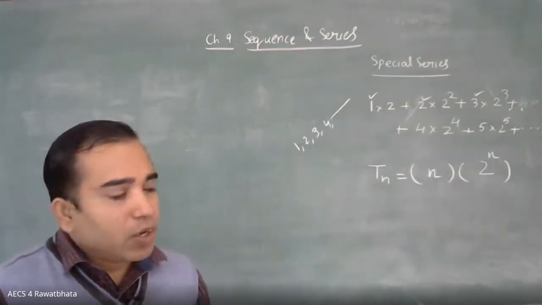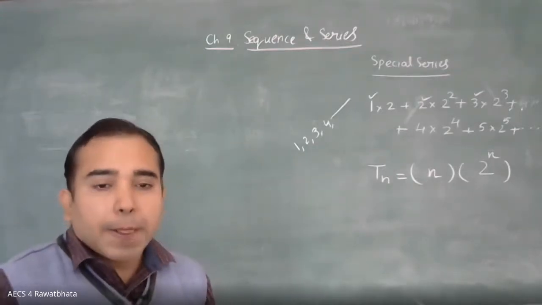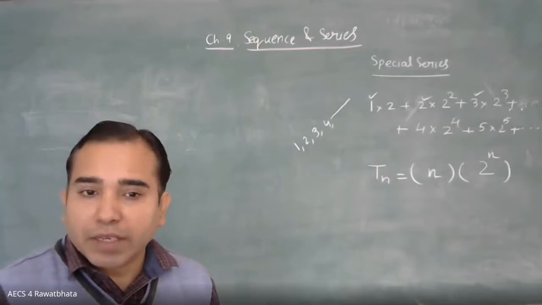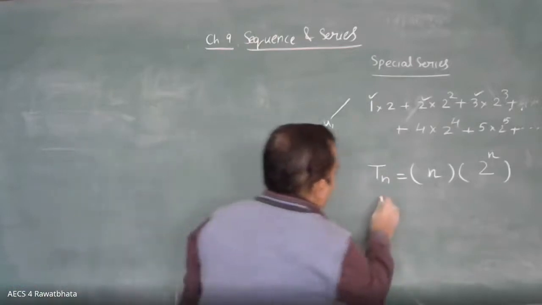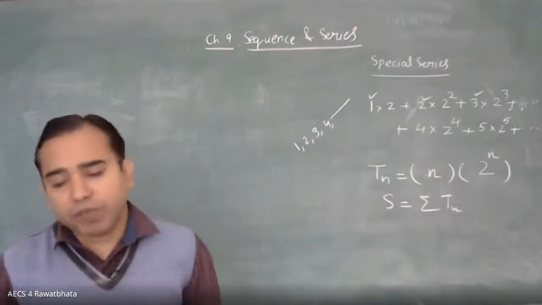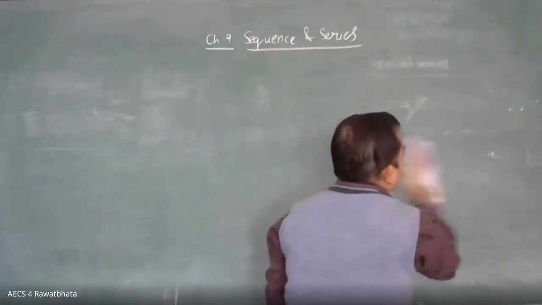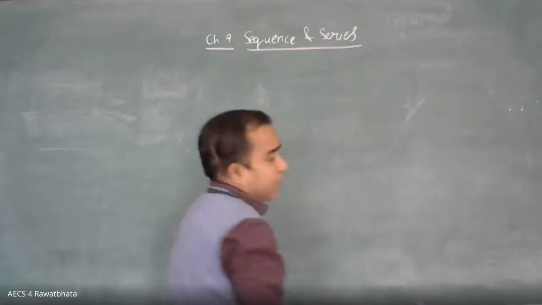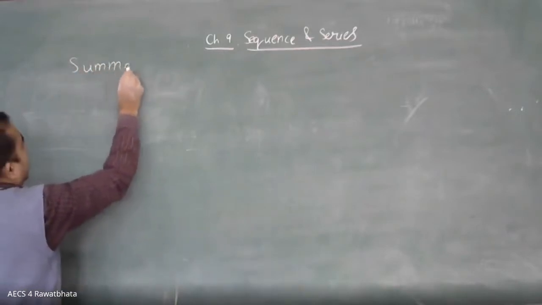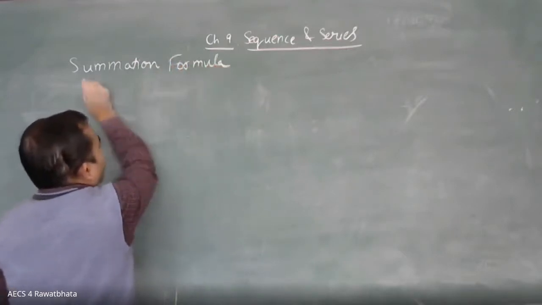So such sequences, which may not necessarily be in arithmetic progression or in geometric progression, but if we can find their nth term, we can find their sum also. Then how to find sum? We can do like this, and then some summation formula we use. So before we solve the questions, it is good if we note some summation formulas, and those formulas we will apply. So let us learn them first.